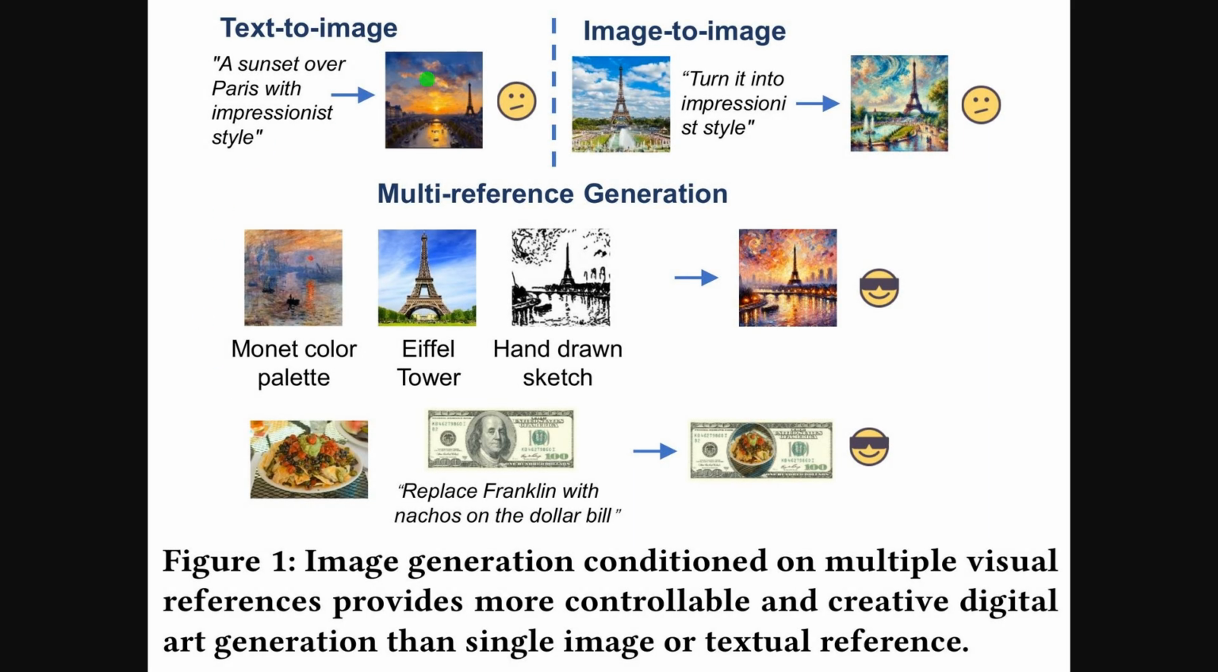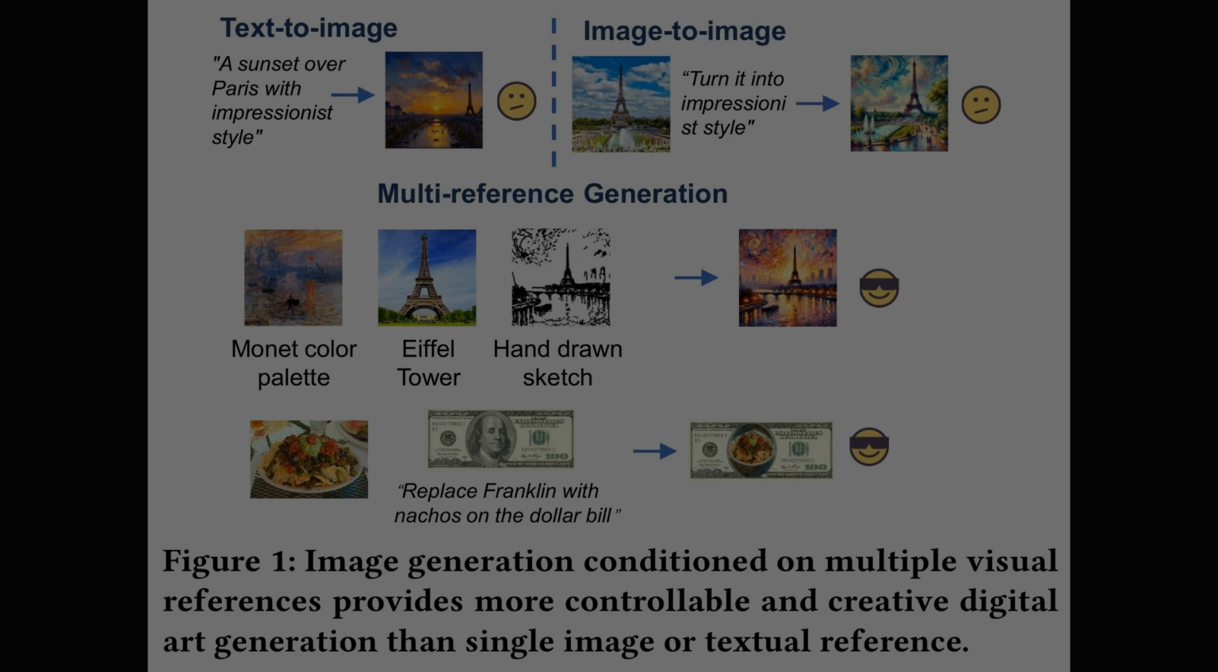Alright, this figure contrasts single reference generation with multi-reference generation. The top row shows text-to-image and image-to-image attempts that capture one constraint but miss others, which is why the neutral faces appear. The bottom rows then combine several cues, like a Monet color palette, the Eiffel Tower shape, and a hand-drawn sketch to produce a coherent scene. A second example swaps Franklin with nachos on a dollar bill, illustrating precise, multi-source control.